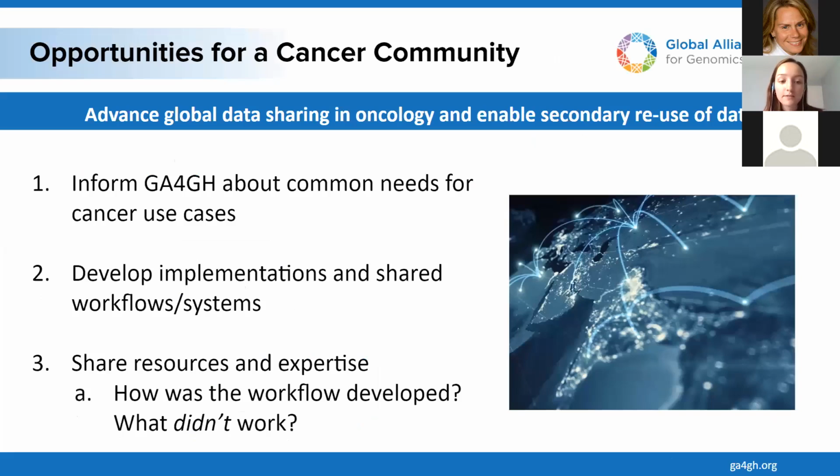This slide is just summarizing all of these examples. So what can a cancer-focused community accomplish, and how can they help advance data sharing in oncology? One, this community can help inform GA4GH on common needs for cancer use cases. They can collaborate on developing implementations and shared workflows and systems, discussing how we can build a system based on the building blocks we have available. Who's implemented the different APIs, and what data sets are available for us to share with each other.